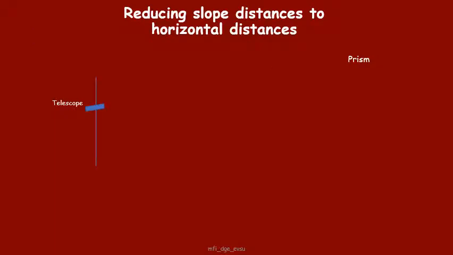So, for example, this is our telescope. This is our prism, so much higher is our prism. For example, this prism. If we set the target to the prism, our S prime is your slope distance. HI is the height of our instrument, and HR is the height of our rod.